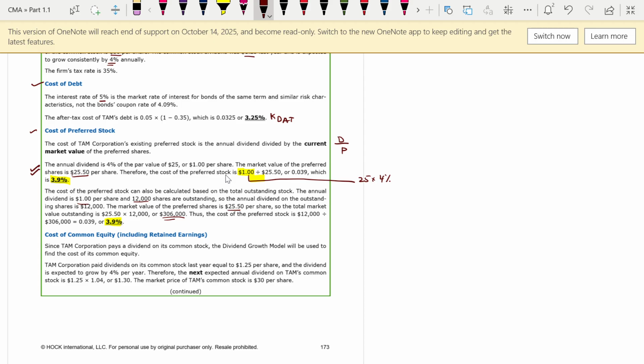Okay, now what we have is cost of equity. They have paid the same thing. It pays a dividend. On the dividend growth model, what is the formula for the dividend growth model? The dividend growth model is D by P plus G.